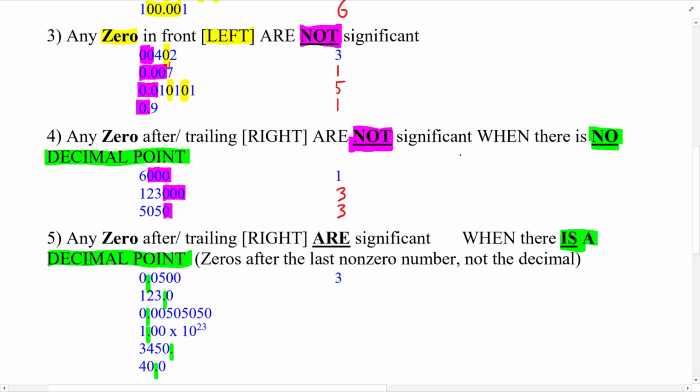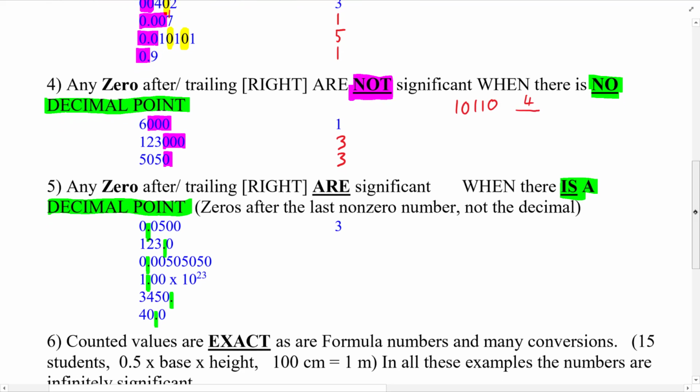So that's an interesting one. Let's try and make up another number here. 10110. How many sig figs does that number have? 4. Okay? Don't ask why or what does that represent, but why? Because of our rule number 4.